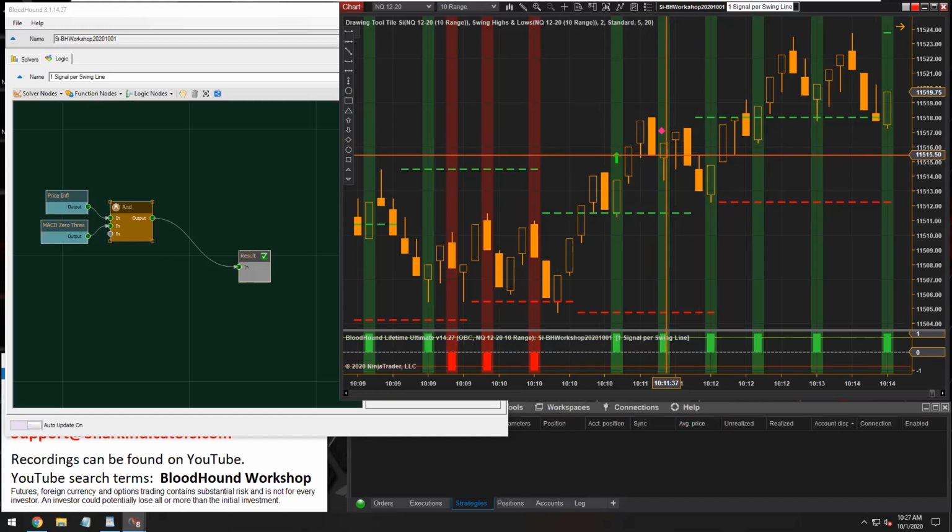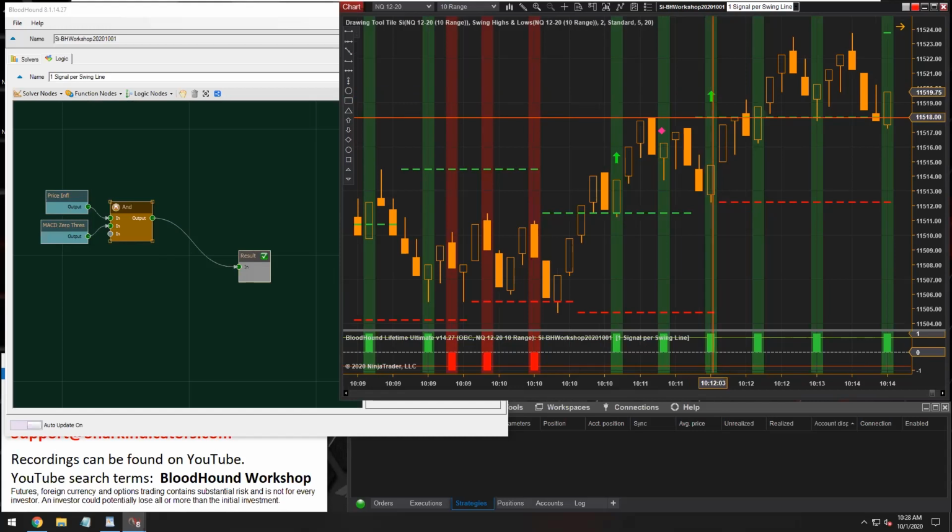So this second long signal we want to get rid of, because this would be the second signal with this swing line. And so now when we get a new swing line here, it kind of depends on how you want to do this, but this would be the first signal for this new swing line here.